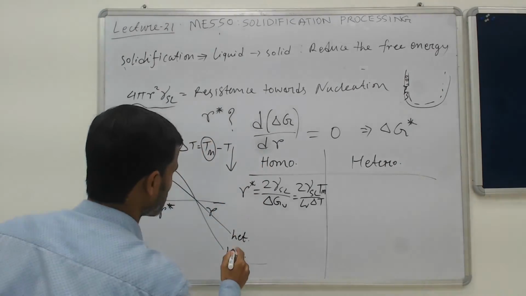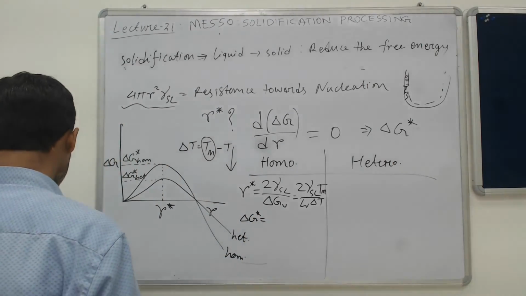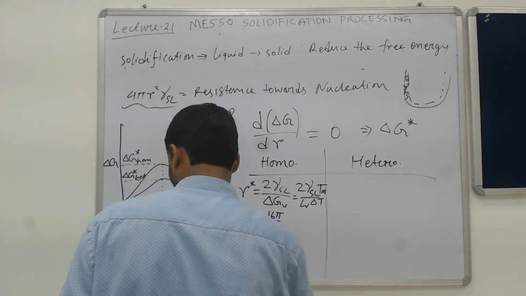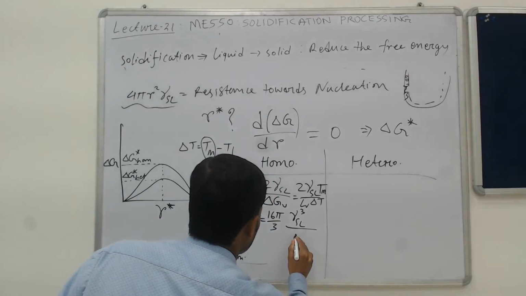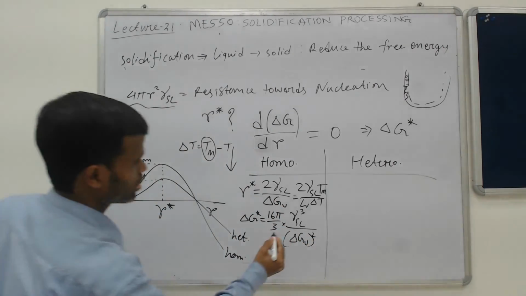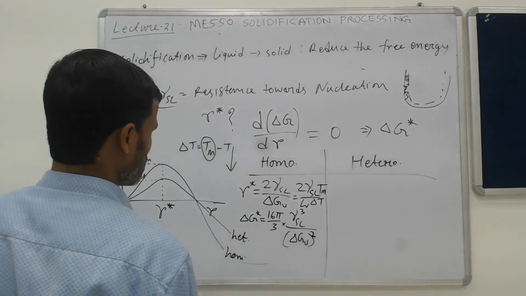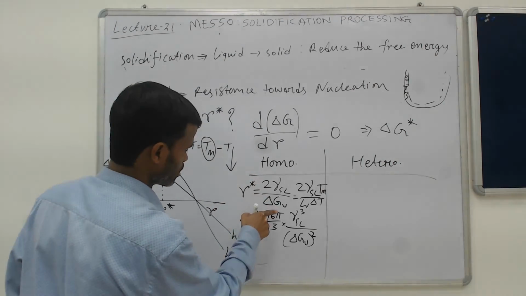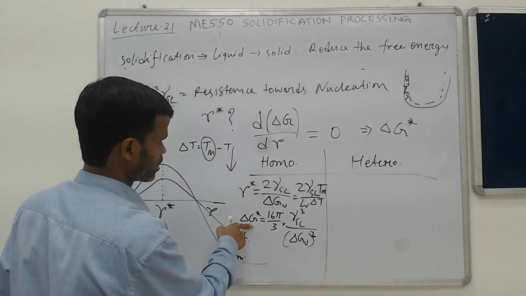Now similarly, for homogeneous nucleation, what is delta G star? Delta G star is given by 16 pi by 3 gamma SL cube by delta GV square. So delta GV square, this is again the driving force. And this is proportional to 1 by delta GV square. So this is actually more dependent.